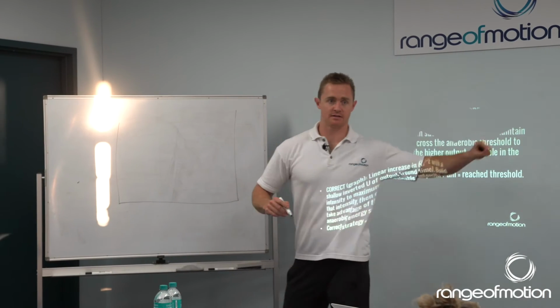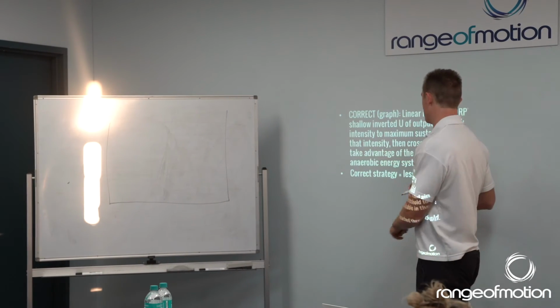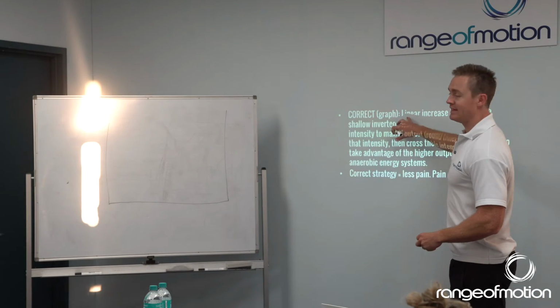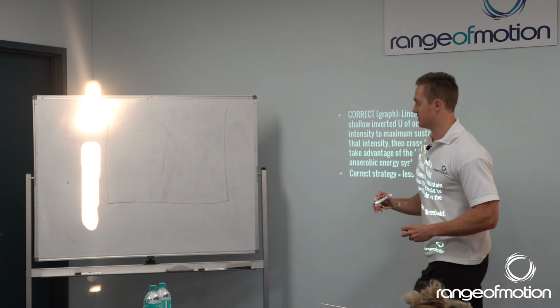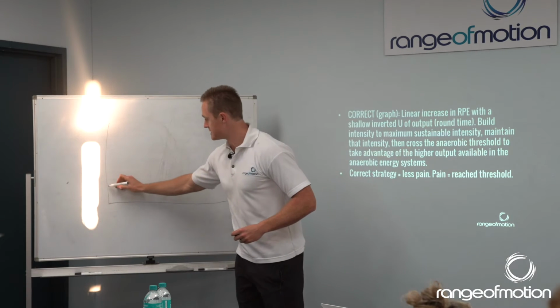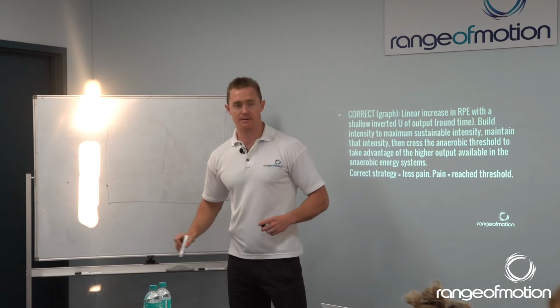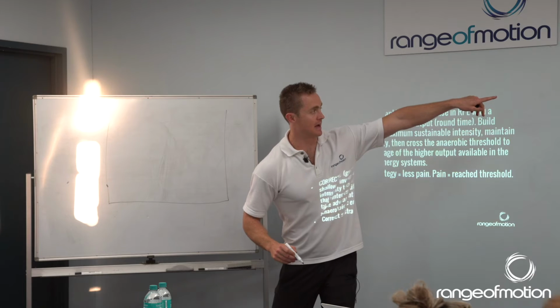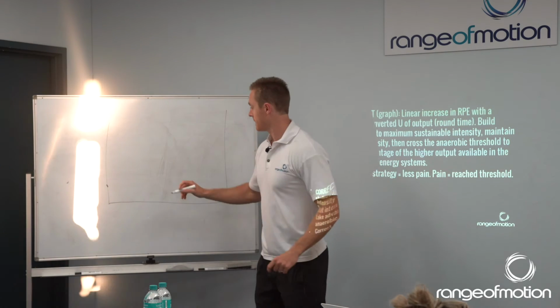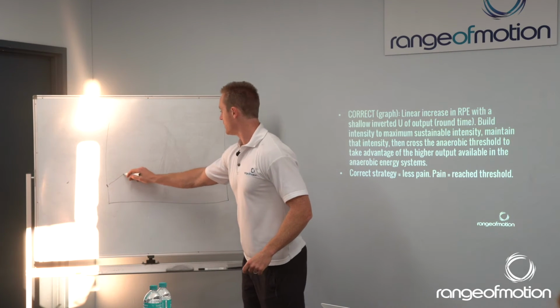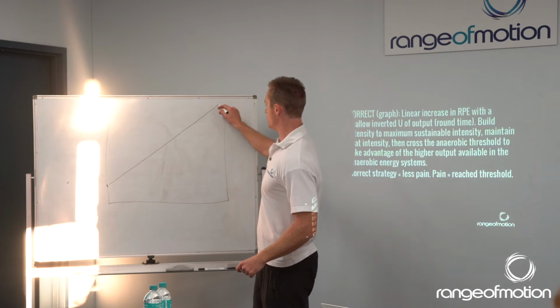Same axes here, same variables, same labels on the axes. A linear increase in rate of perceived exertion. So now let's say we're going to start at a 3 as opposed to starting up at a 7 here. And that's what your effort level should look like.